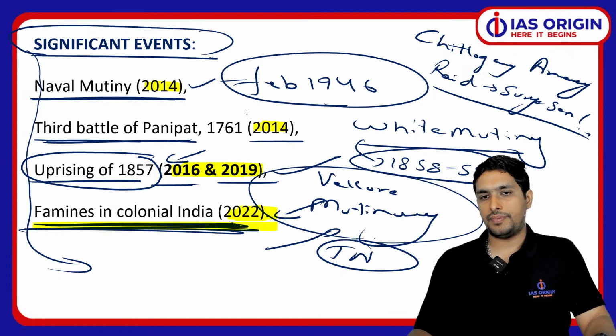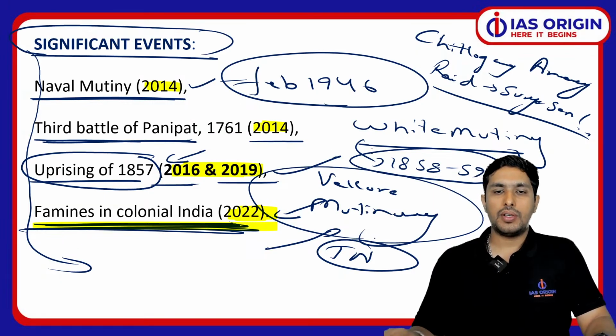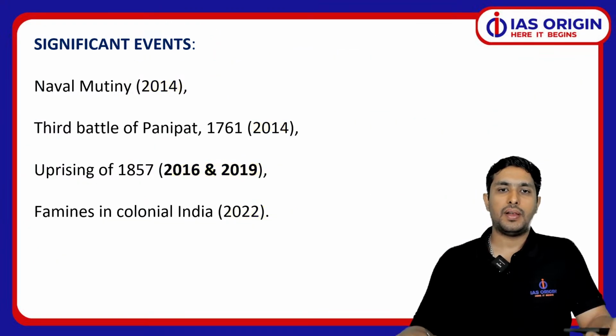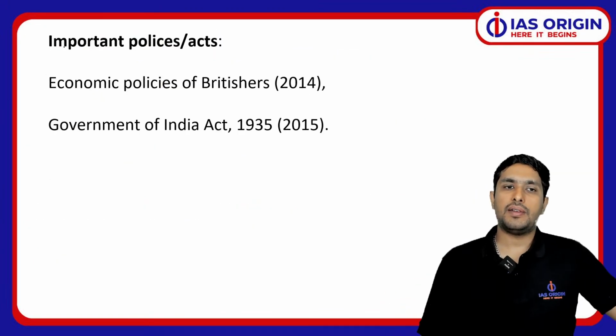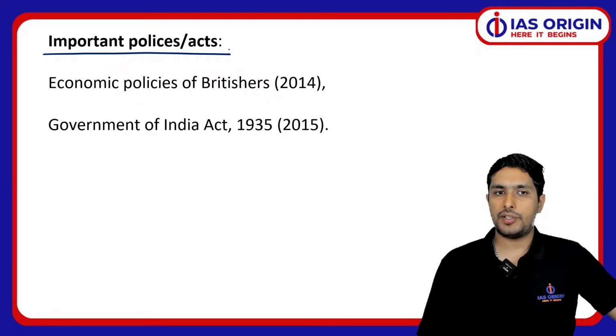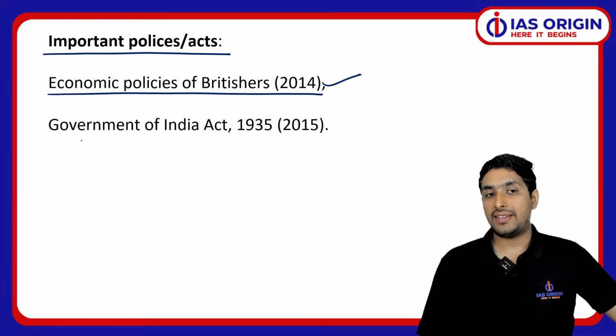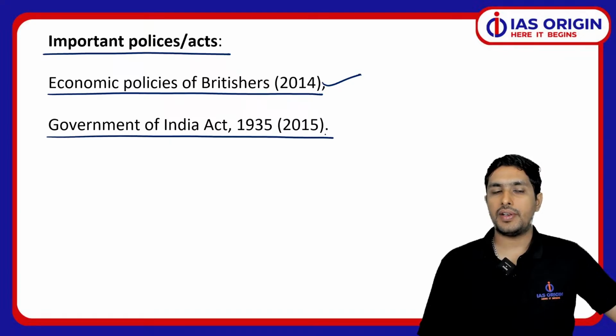Talking of that, now from the freedom struggle, we have very important acts by the British. Let me tell you a very important aspect: how do we decode this part? In the freedom struggle we have various important policies by the British. Like the economic policy of the British, we had a question in 2014. The next year we had a question on the Government of India Act 1935.